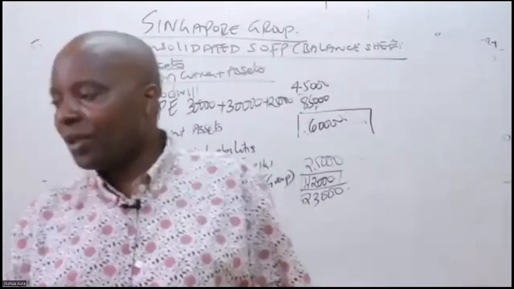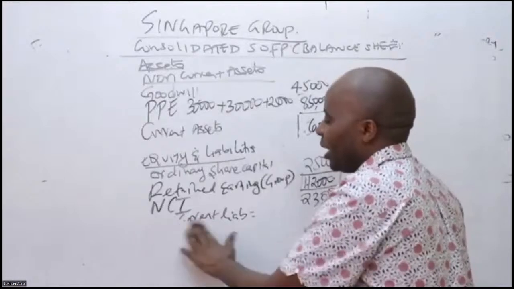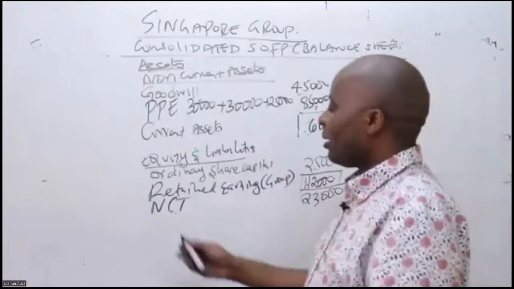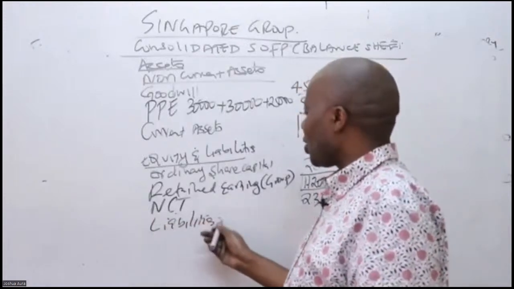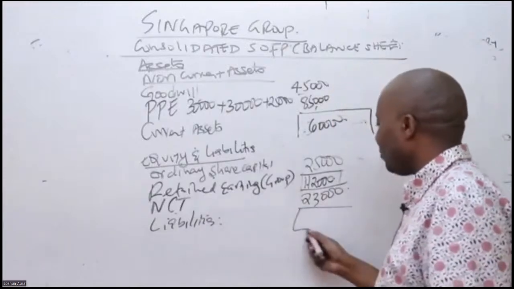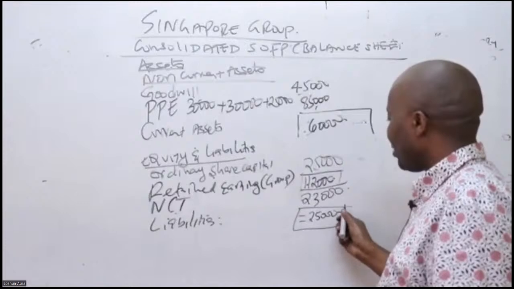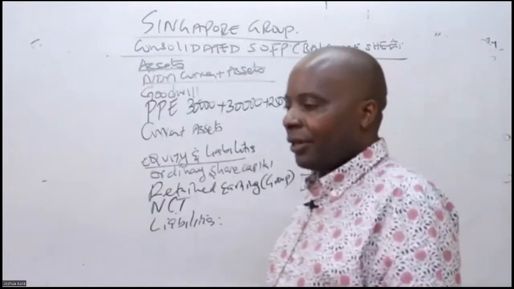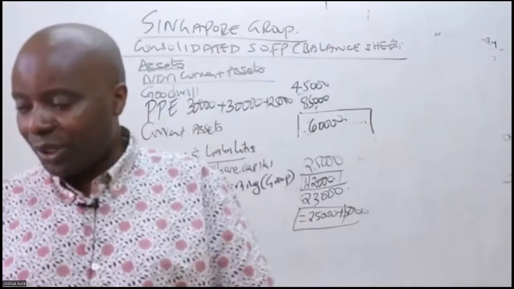So then what I'll do, I will come here and rub this, everything, and then call them what here, somebody? Just liabilities. So liabilities, what do I have? I'll come here and pick equals 25,000 plus 5,000. Because we are consolidating, we are putting things together.